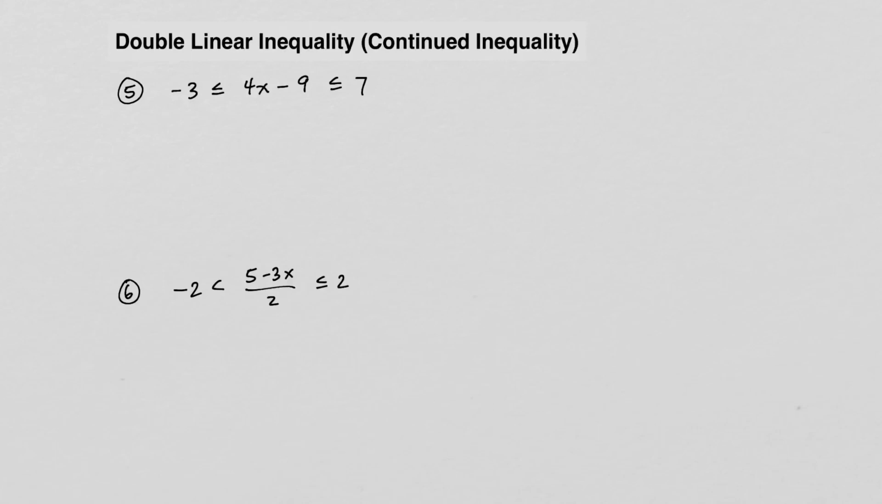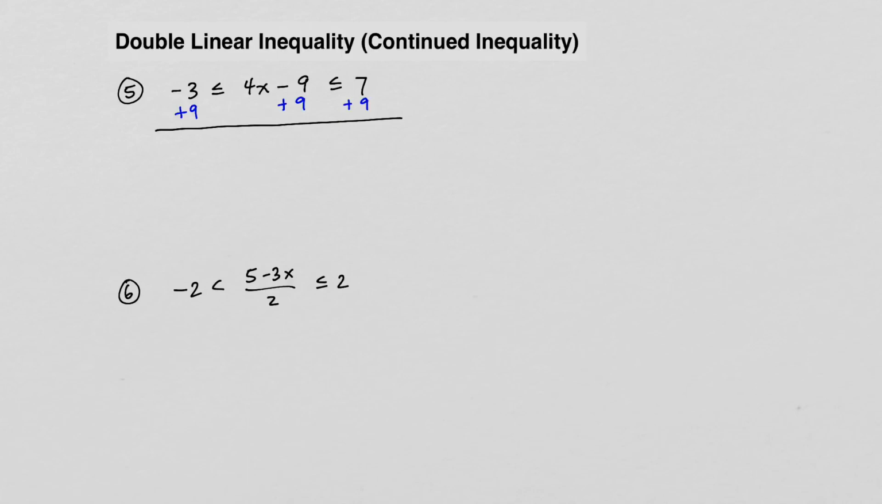Okay, how do you solve a double linear inequality? We mentioned earlier what a double inequality was. This is an example of a double inequality. You have two inequality symbols here. And this says the expression 4x minus 9 must be less than or equal to 7, but it also must be greater than or equal to negative 3. So the way we solve this is we're just going to add 9 here because we're trying to get x by itself. But if I add 9 there, I also have to add 9 to the right side, and I have to add 9 to the left side.